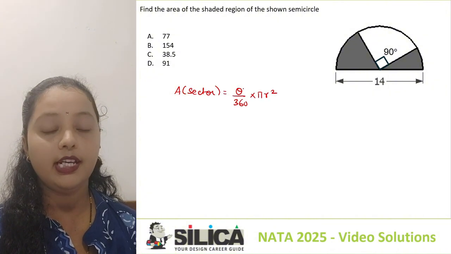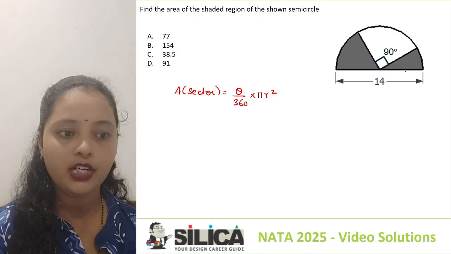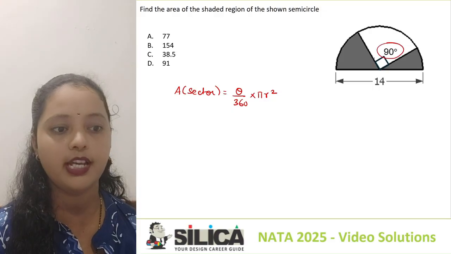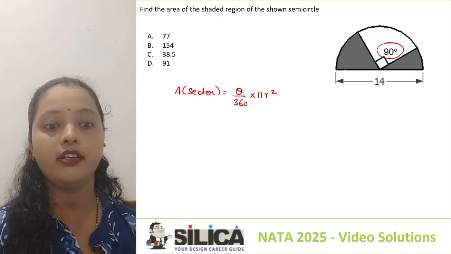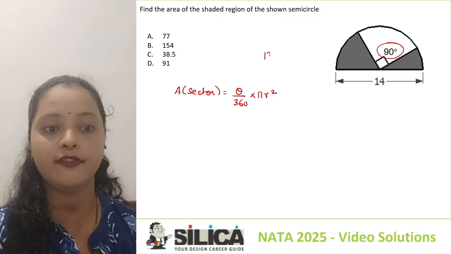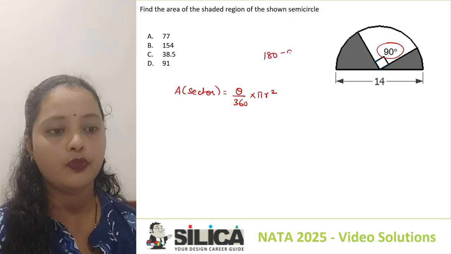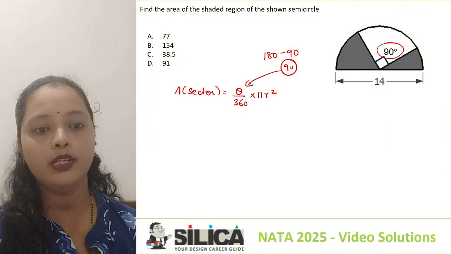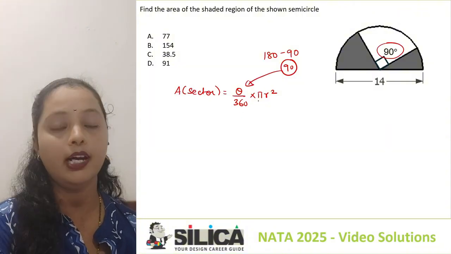Right? Now theta is the angle. So we need to find it for the shaded region, right? Now the unshaded region, the angle is 90. So for the shaded region, what would be the angle? The total angle is definitely 180 for a semicircle, right? So 180 minus 90, the required angle is how much? 90. So all you do is use this 90 degree in the formula and get your answer.